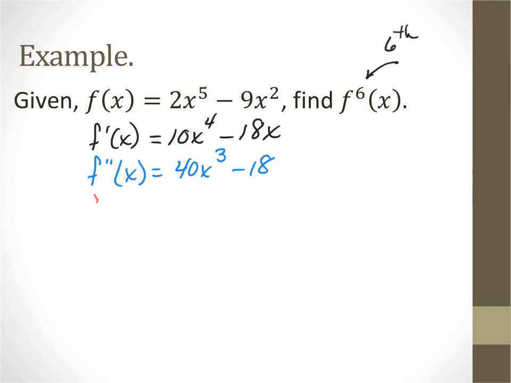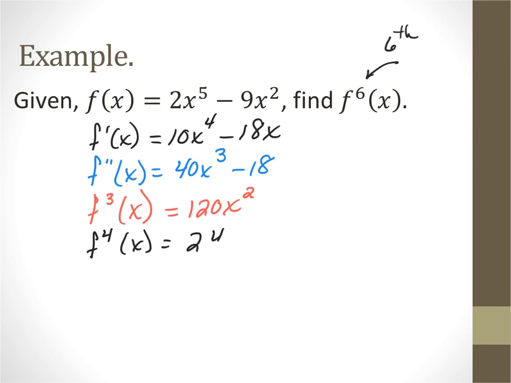We can go again. Remember, we changed to numerals for that superscript. Third derivative, we take the derivative of the second derivative. 3 times 40 is 120. X to the 3 minus 1 is 2. Derivative of a constant is 0. We've got to keep going. We're looking for the sixth derivative. So the fourth derivative, bring the 2 down, and you get 240 times x.